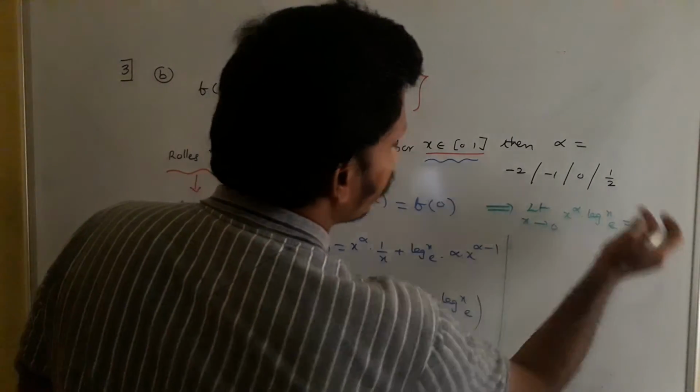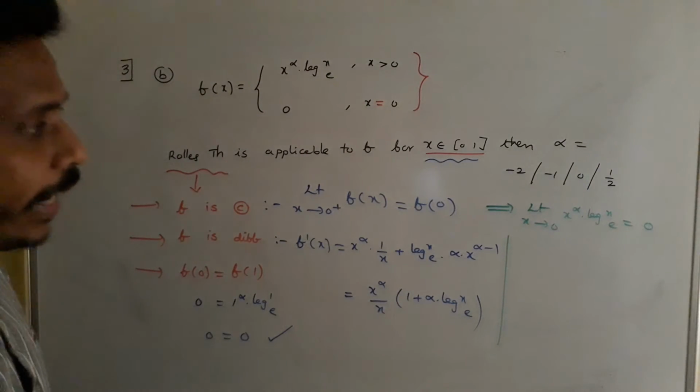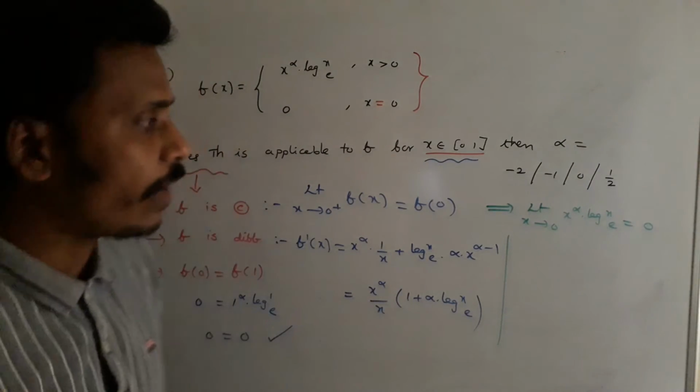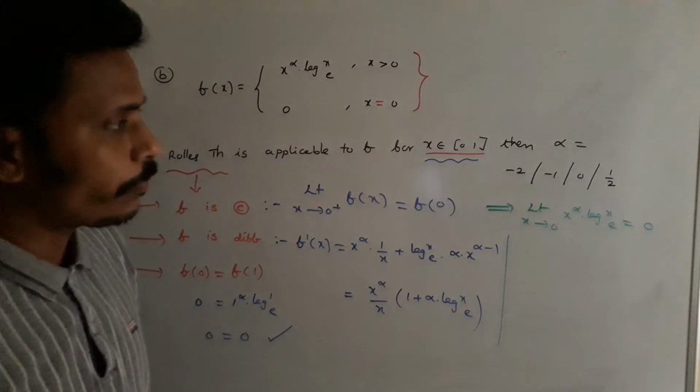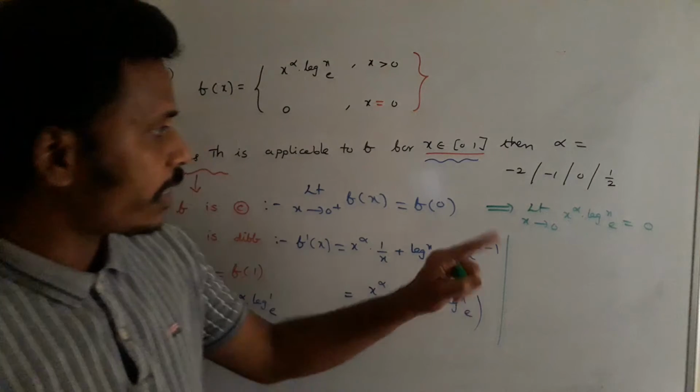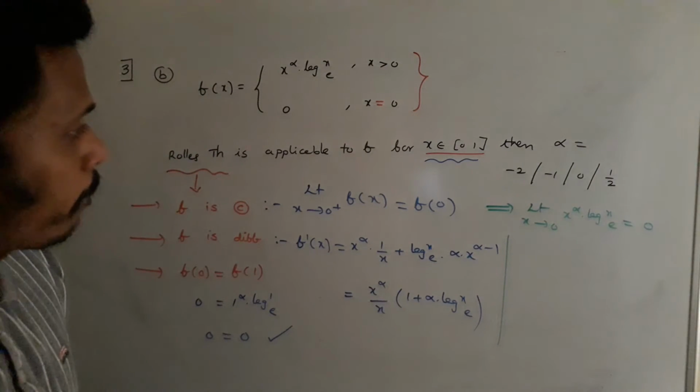This limit value is 0. From there we need to get the value of alpha. We need to fix the value of alpha. Limit x tends to 0, x power alpha into log x base e. How to solve this? As x tends to 0, log x.